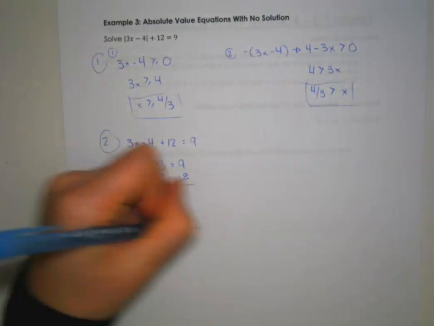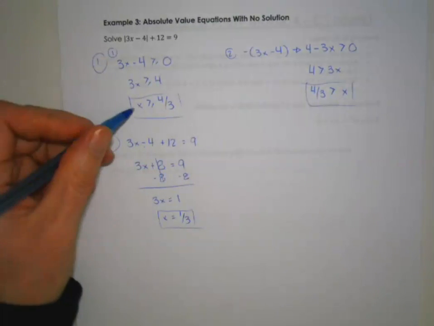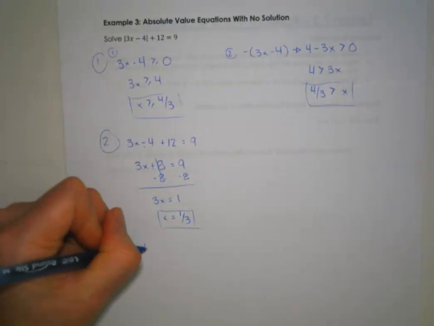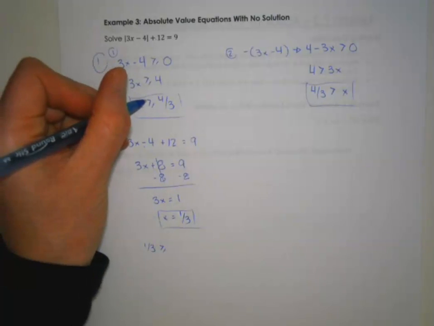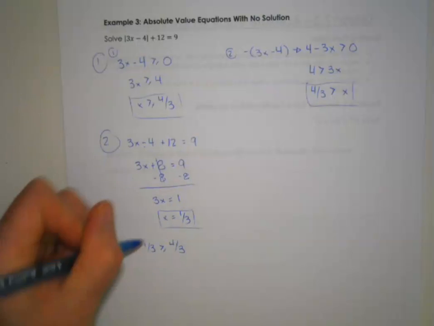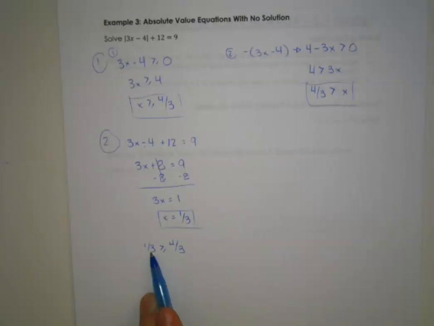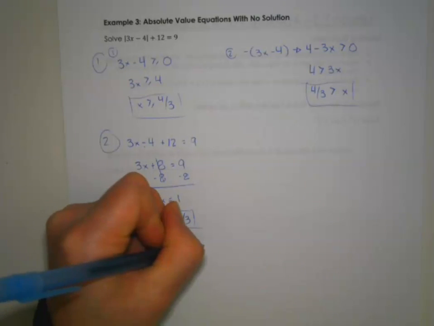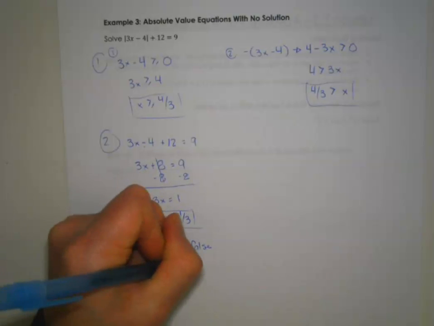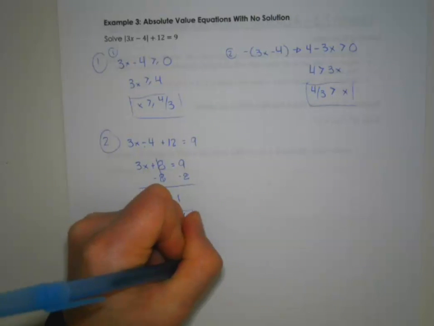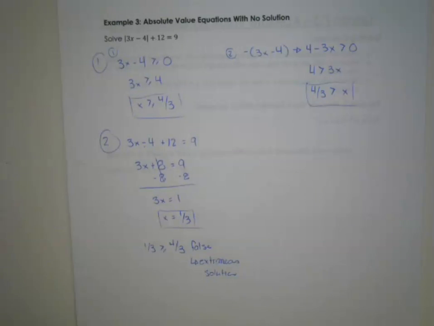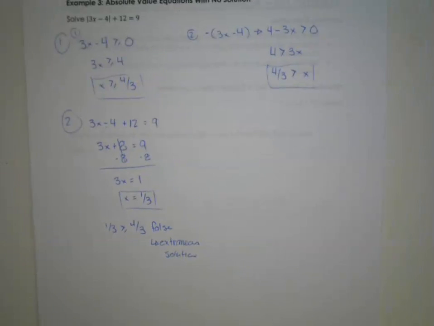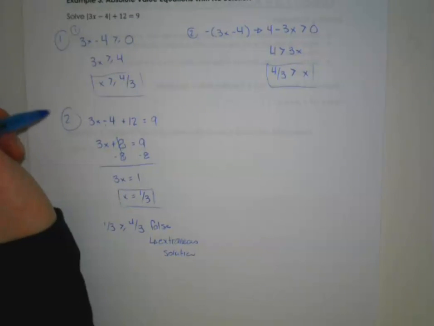Now if we compare this to our condition, x is 1/3 according to this solution. And according to our statement, that has to be greater than or equal to 4/3. Is this statement true? Is 1/3 greater than or equal to 4/3? It's false. So that means that this is an extraneous solution, just like we've looked at before. It doesn't fit with the acceptable values.